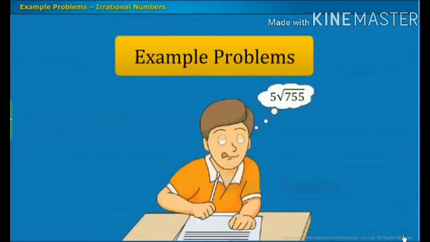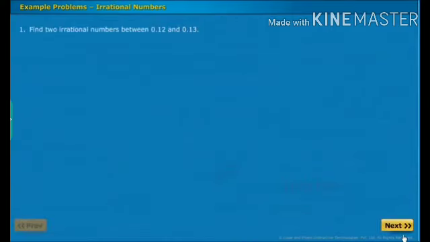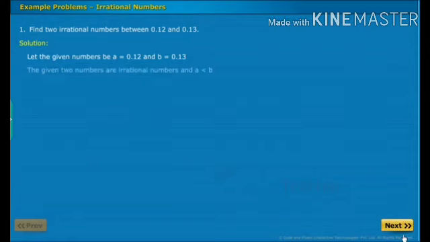Now, let us solve some example problems on irrational numbers. Find two irrational numbers between 0.12 and 0.13. Solution. Let the given numbers be a equal to 0.12 and b equal to 0.13. We observe that the given two numbers are irrational numbers and a less than b, since by comparing both the numbers after the decimal point, the first digit is same in both the cases and the second digit 2 is lesser than 3.